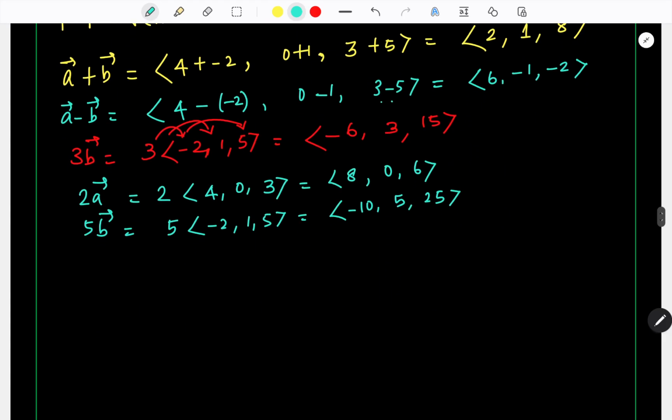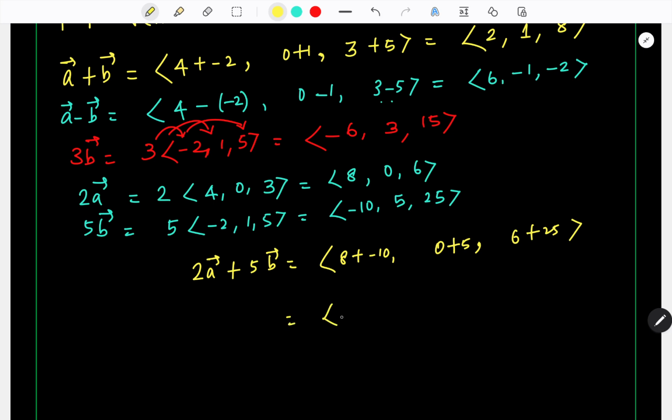So what we are going to do, we are going to add these. Now we want 2a vector plus 5b vector, which is equal to the vector brackets. We are going to add 8 plus minus 10 comma, then 0 plus 5 comma 6 plus 25. This is equal to 8 minus 10, which is minus 2. 0 plus 5 is 5. 6 plus 25 is equal to 31. So your 2a plus 5b is equal to this one.